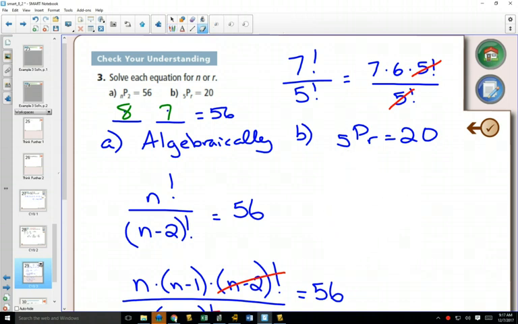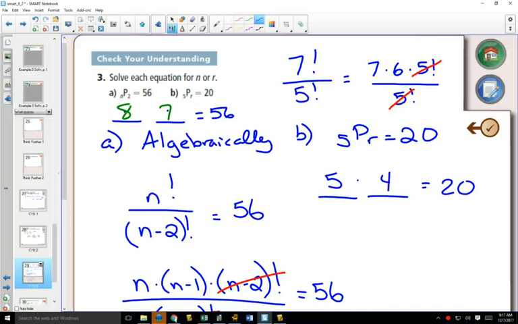So what we're going to do for this one is we're going to think about the spaces. It needs to equal 20. If I had one space and started with a 5, would that be enough? No. So then I add another space and put a 4. Is that enough? Yes. So r is 2. As straightforward as that.